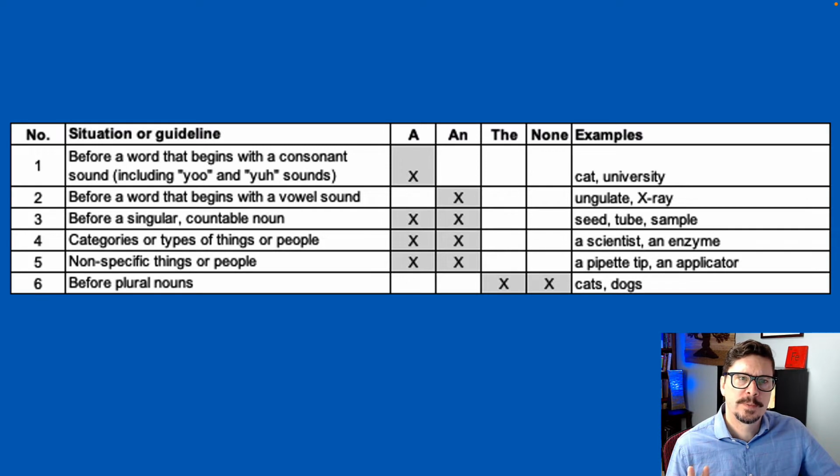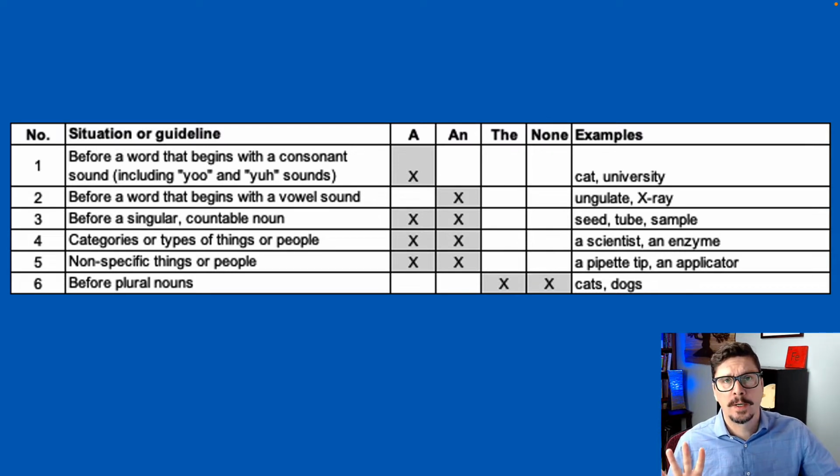Contrast that to rule number two, before a word that begins with a vowel sound, and in that case you use an as the article. Some examples are ungulate and x-ray. Now you notice X is a consonant, but the sound is like an E, so it's a vowel sound. So notice I don't say a consonant letter or a vowel letter, I say a consonant sound or a vowel sound. So you have to listen to how it's pronounced to know if you need to use an A or an. Rule number three is before a singular countable noun, you would use a or an.